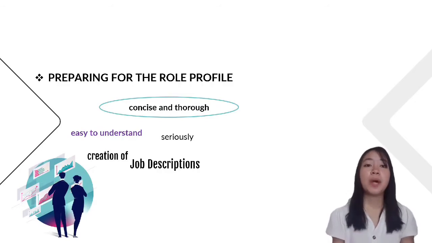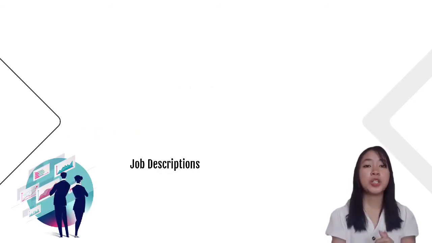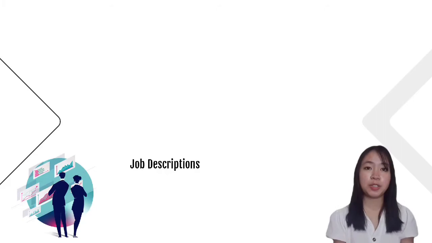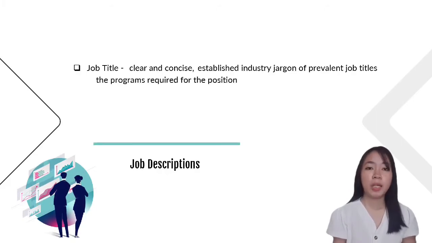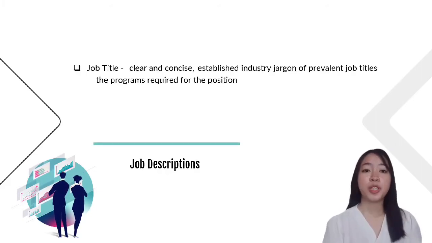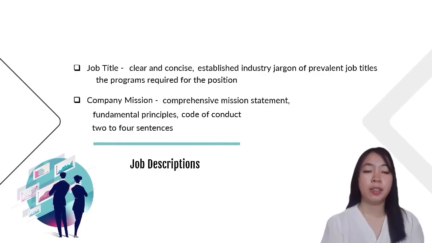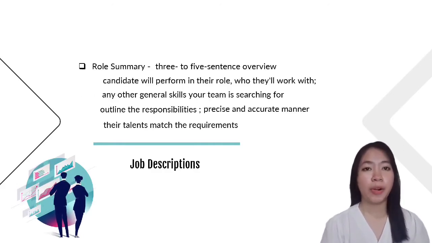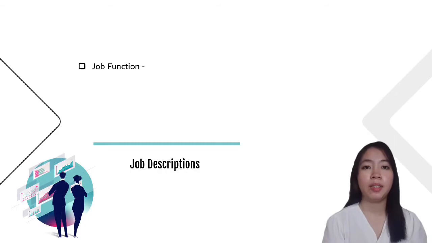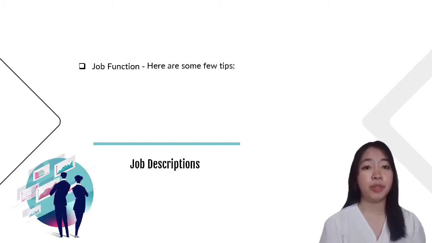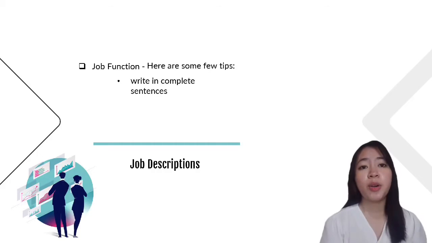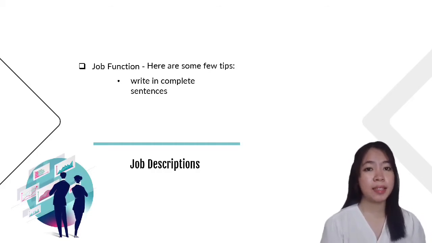First of all, we must know that job descriptions should have the following main sectors. First, job title. Number 2, company mission. Number 3, role summary. Number 4, job function. You should give 5 to 10 bullet points on what they can expect to do in the role. Here are a few tips. First, write in complete sentences.